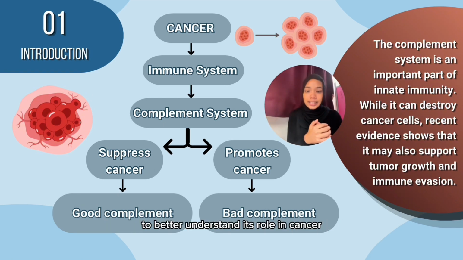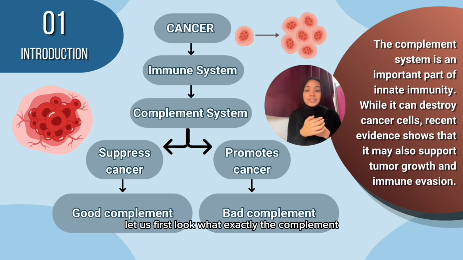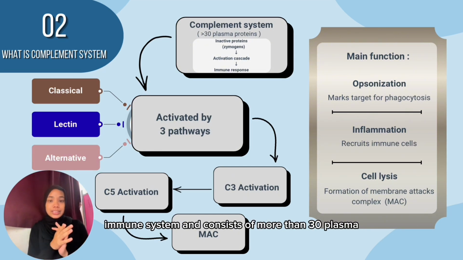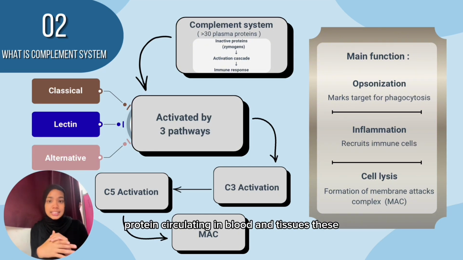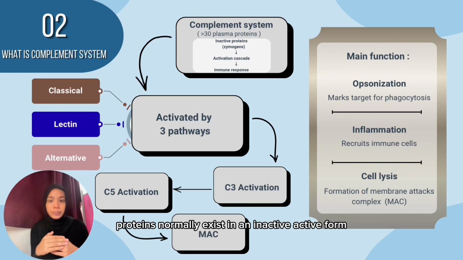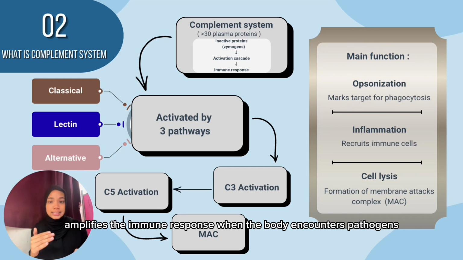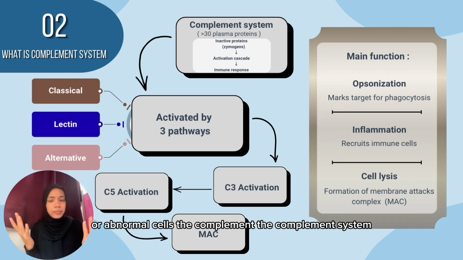To better understand its role in cancer, let us first look at what exactly the complement system is. The complement system is part of the innate immune system and consists of more than 30 plasma proteins circulating in blood and tissues. These proteins normally exist in an inactive form called zymogens and become activated through an enzyme cascade, which amplifies the immune response when the body encounters pathogens or abnormal cells.